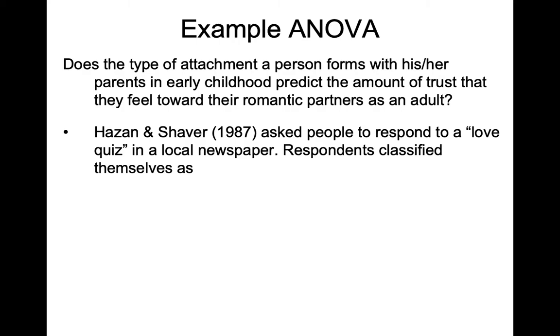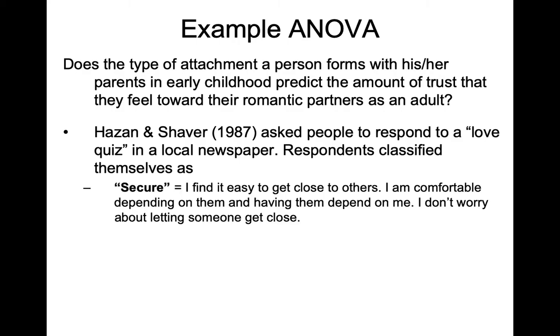All right, so some researchers asked people to respond to a love quiz in a local newspaper, and respondents classified themselves as secure, avoidant, or anxious ambivalent. Securely attached people would indicate agreement to items like, I find it easy to get close to others, I am comfortable depending on them and having them depend on me. So people with a secure attachment would agree with statements like that.